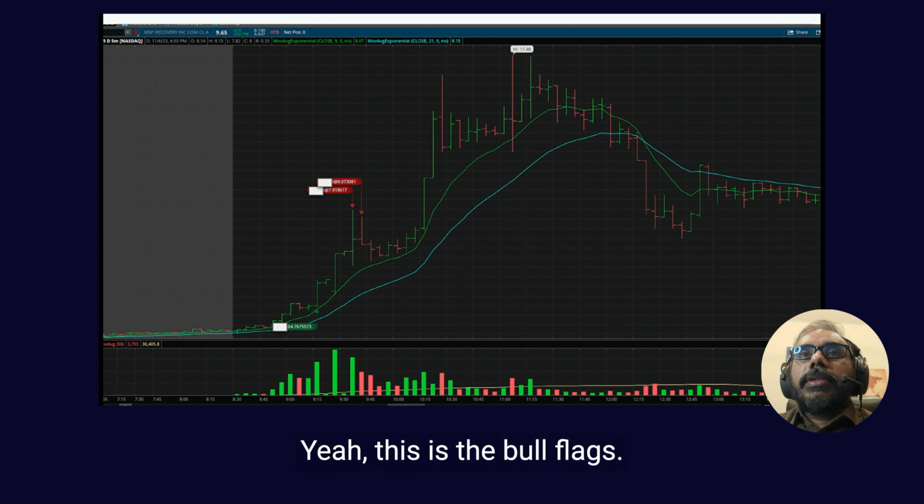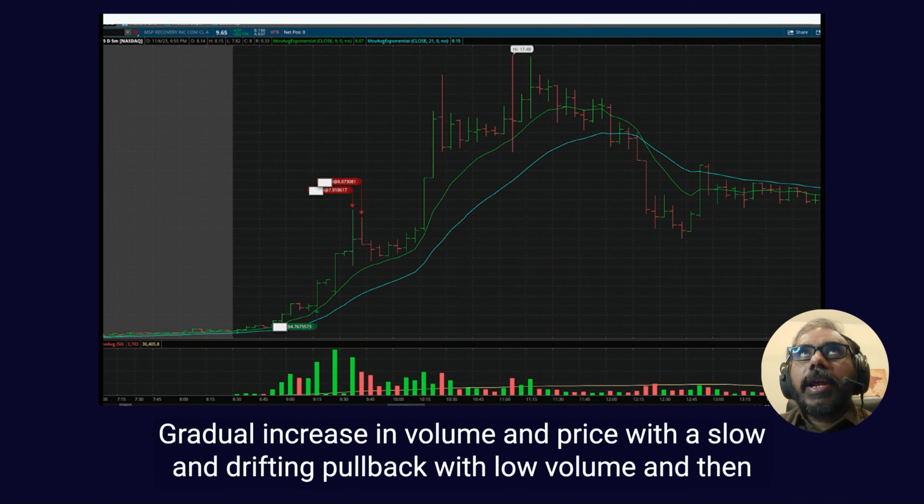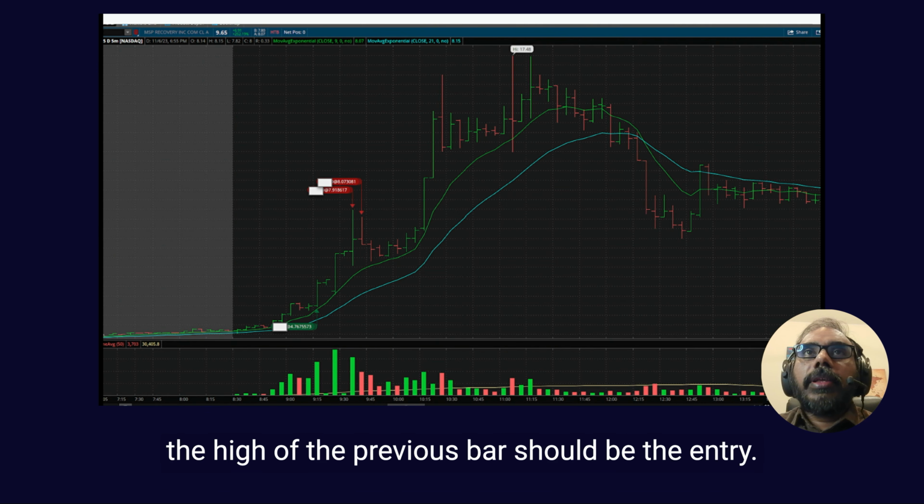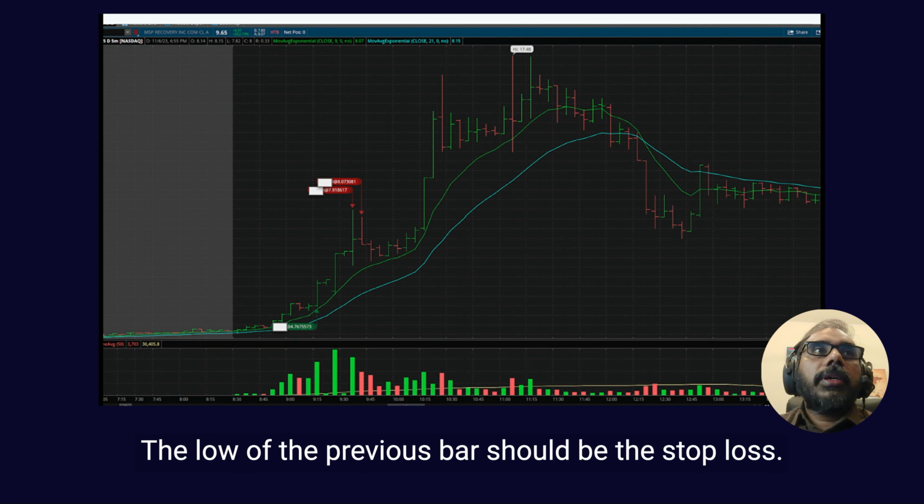Yeah, these are the bull flag characteristics: a gradual increase in volume and price, with a slow, drifting pullback on low volume. And then the high of the previous bar should be the entry, and the low of the previous bar should be the stop loss.